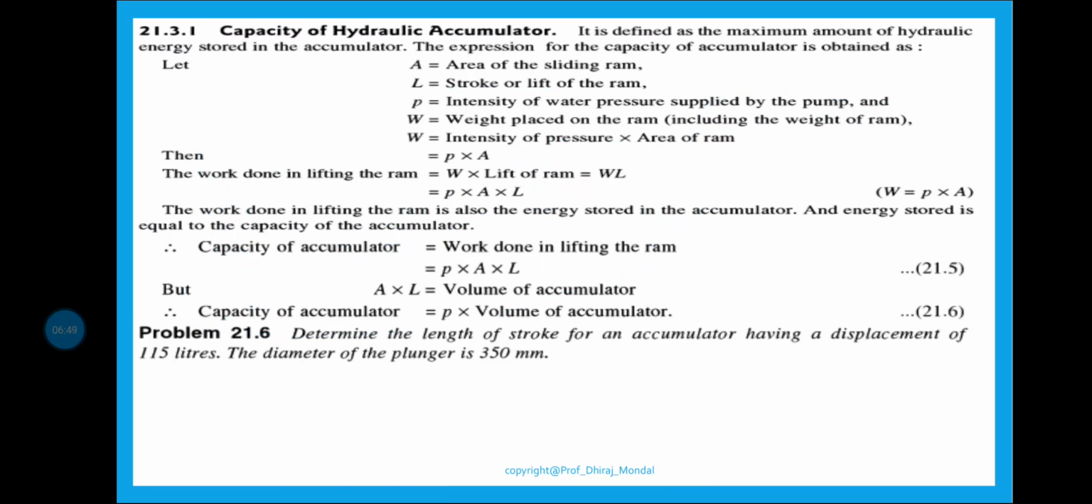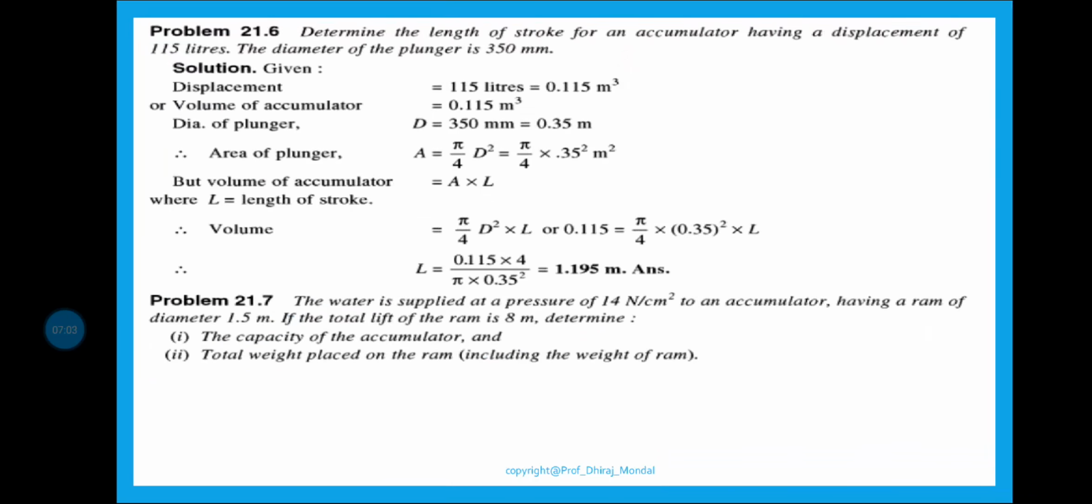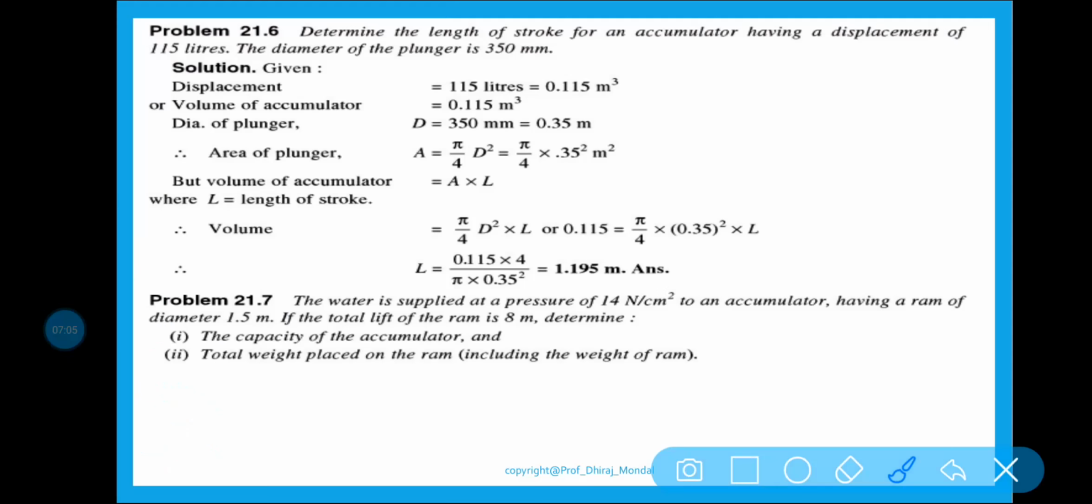Let us consider this numerical problem number 21.6. Determine the length of the stroke of an accumulator having a displacement of 115 liter. The diameter of the plunger is 350 mm. So here, basically, the displacement, the volume, is given. 115 liter, divided by 1000, that is 0.115 meter cube.